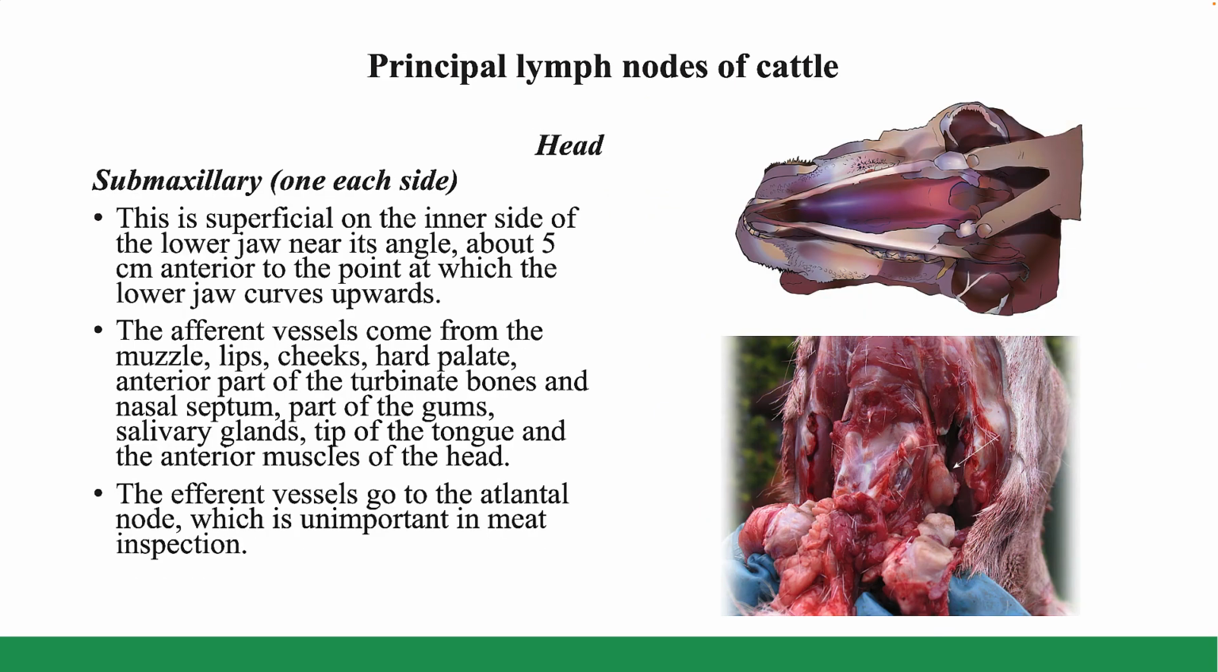Also, we have the submaxillary lymph nodes, which are also on each side of the head, normally at the base of the tongue, where the tongue ends. During inspection you must lift or incise the tongue to expose these two lymph nodes. They receive their afferents from these sides, and the efferents in most cases come from the atlanto node, which is less important here, and we rarely use this for identification of diseases.